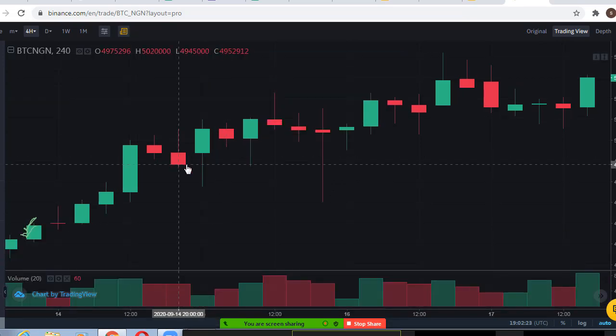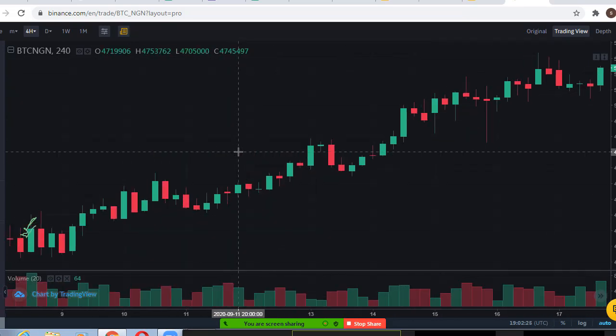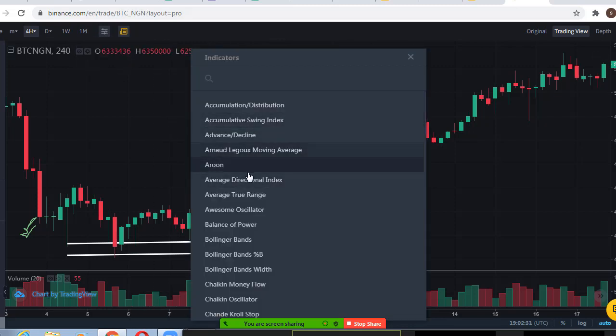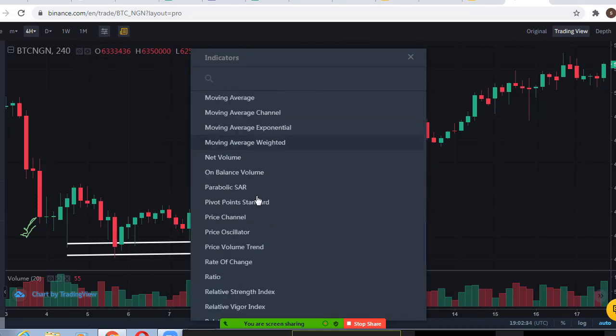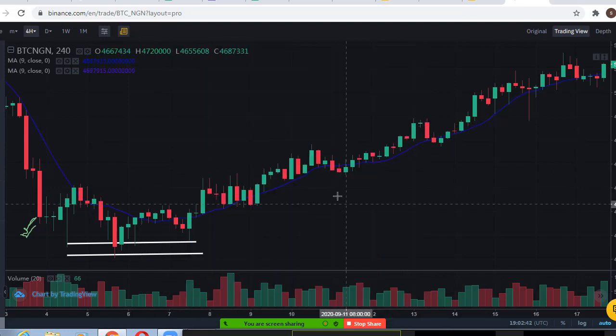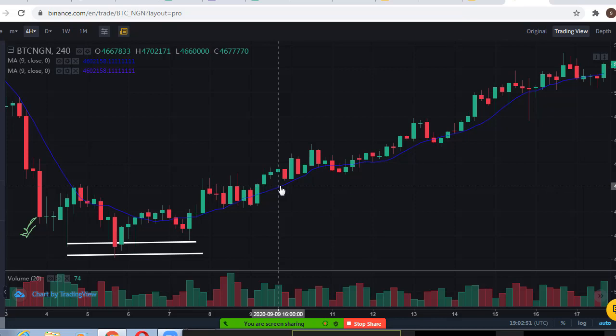You can remove our RSI, then go back. You go to indicator, this indicator sign, and you search for moving average. Moving average. Okay, you can put moving average. Either it's one line or two. It's the same thing. You can decide to use 2 lines, 3 lines, depending on what you are looking out for.